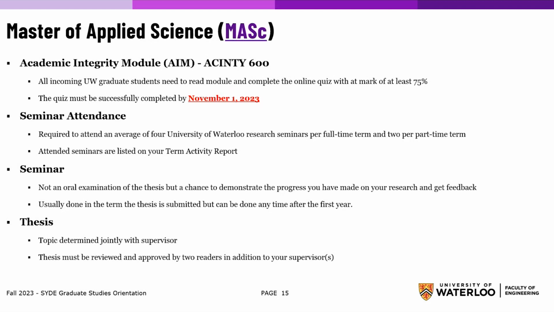The seminar attendance milestone. Every full-time graduate student in an MASc or PhD program needs to attend 4 seminars per term, and part-time students need to attend an average of 2 seminars per term. And the seminars you attend are listed on what's called your term activity report, and I'll talk a little bit more about that in a minute.